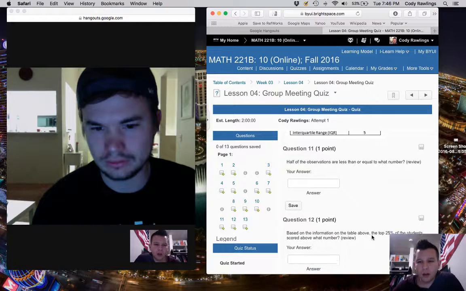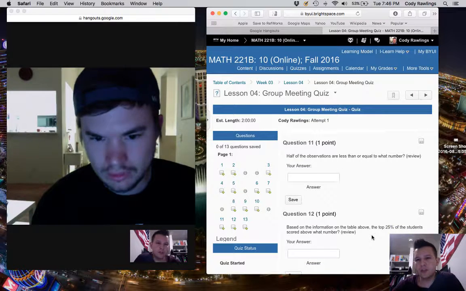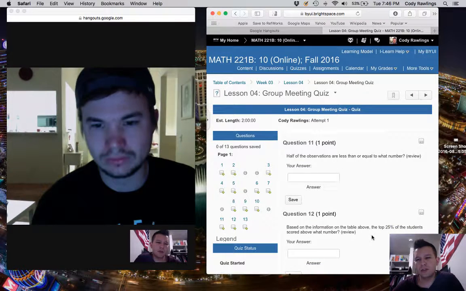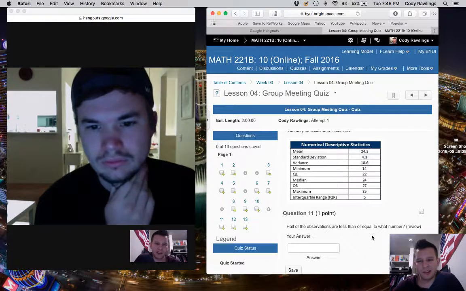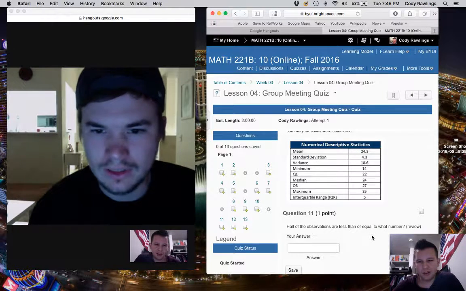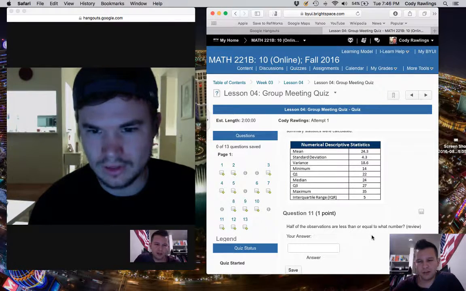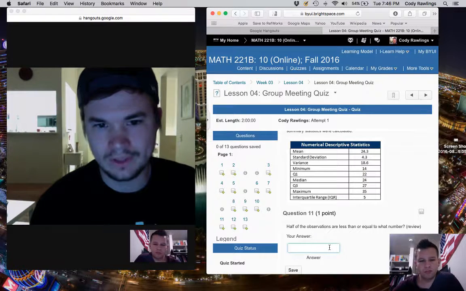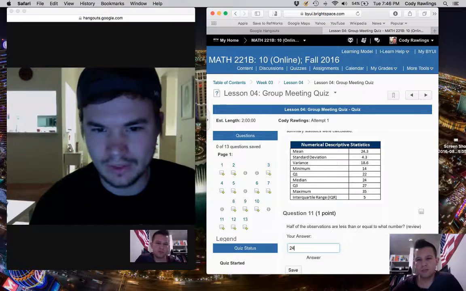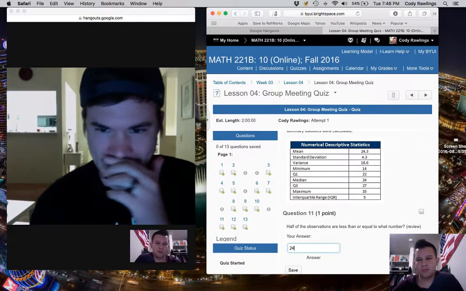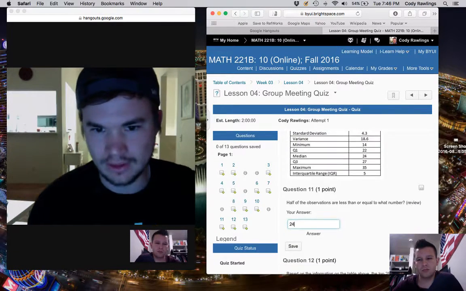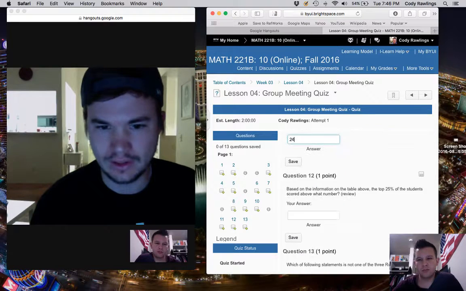Okay. 11. Half of the observations are less than or equal to what number? Okay, so with this, it's kind of straightforward. I just put the median, which is 24, because quartile 1 is 25%, quartile 3 is 75%, and 24 is right in the middle, so that's the answer.